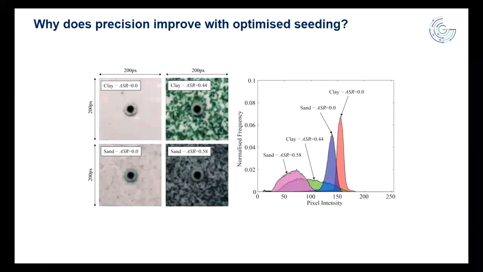And by adding the seeding, we've just flattened out that histogram and spread it out, and we've ended up with a much more balanced distribution of pixel intensities and therefore higher contrast in the image. And that ultimately is what causes an improvement in our measurement precision, because our algorithm has got more information to play with. Okay, in essence, that's what it boils down to.